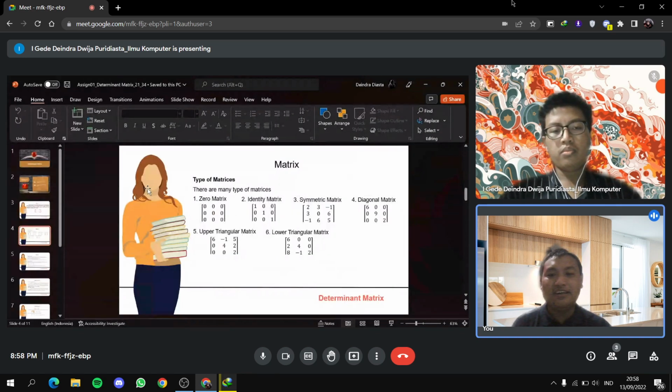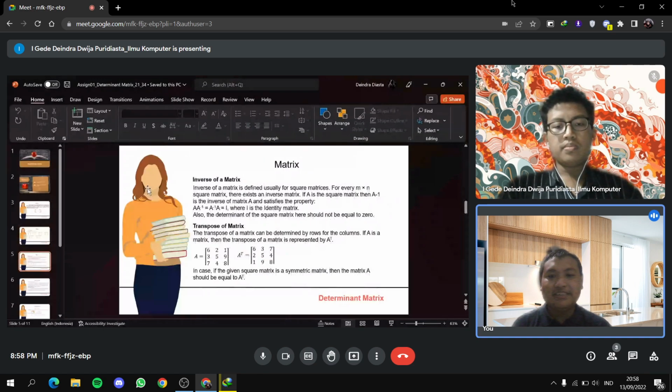So there are many types of matrix. The first is the zero matrix, identity matrix, symmetric matrix, diagonal matrix, upper triangular matrix, and the lower triangular matrix.